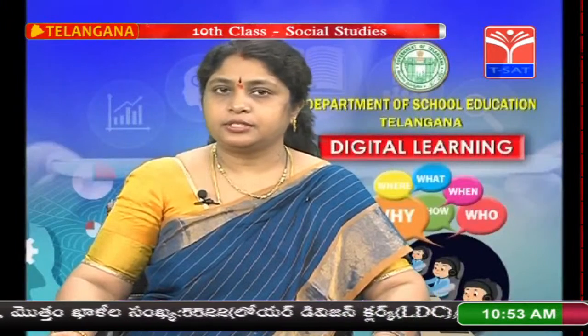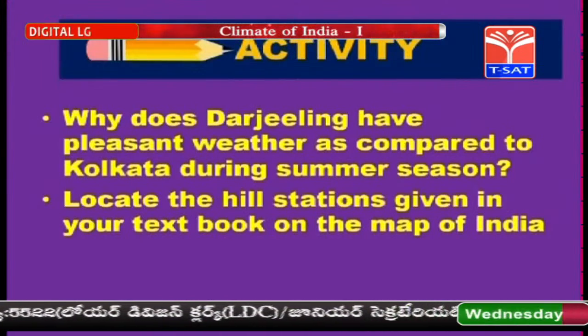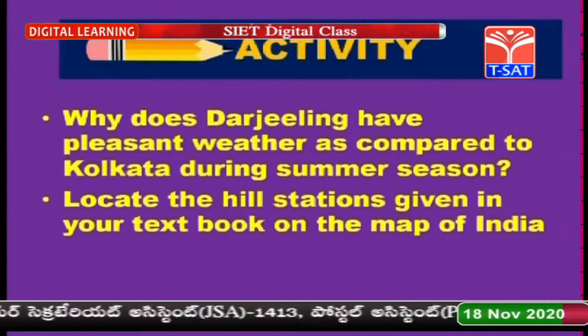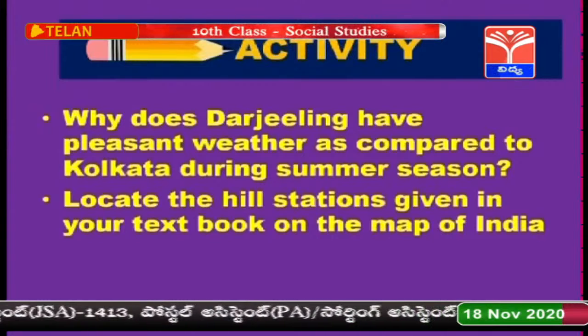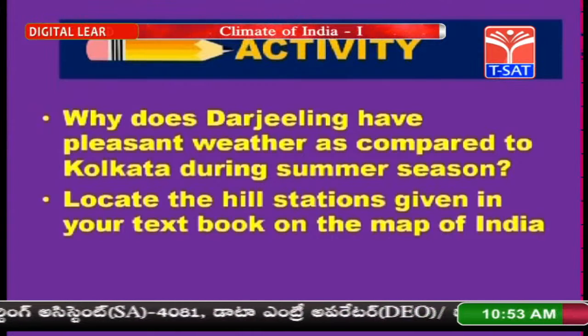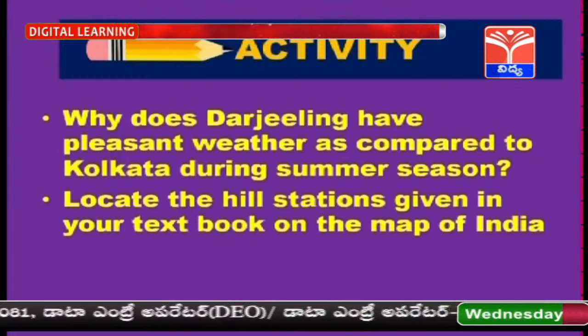So, here is an activity. Why does Darjeeling have pleasant weather as compared to Kolkata during summer season? Locate the hill stations given in your textbook on the map of India.